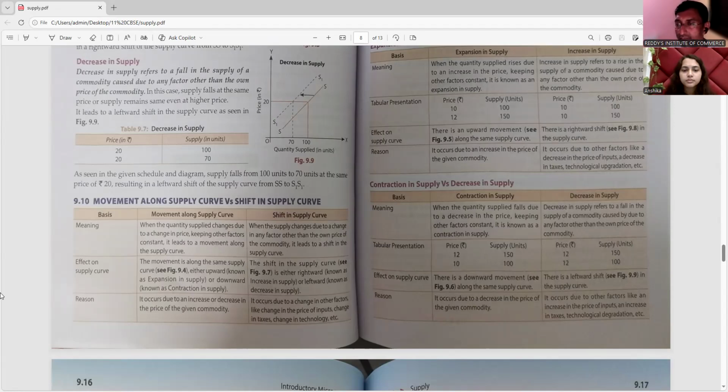After the graphical presentation, you need to write like that: X-axis indicates quantity and Y-axis indicates price of the commodity. Now it moves to the upward side and the rightward side, or it moves to the leftward side. You can show and explain it properly. Now, contraction in supply versus decrease in supply. Contraction means decrease, right? Both meanings are almost the same. When the quantity supplied falls due to a decrease in the price, but other factors remain constant.